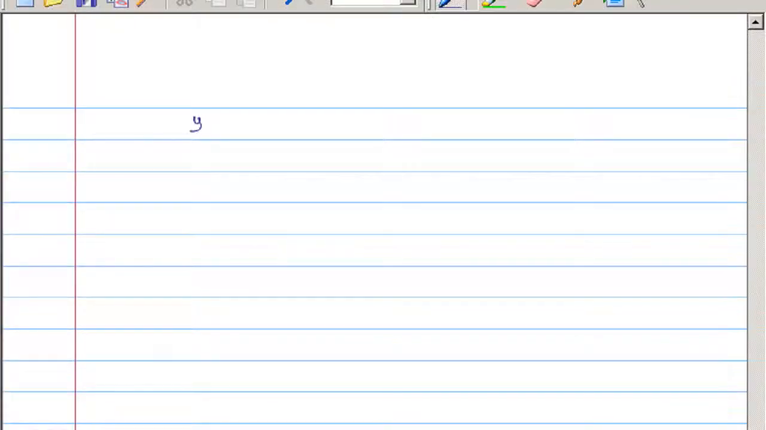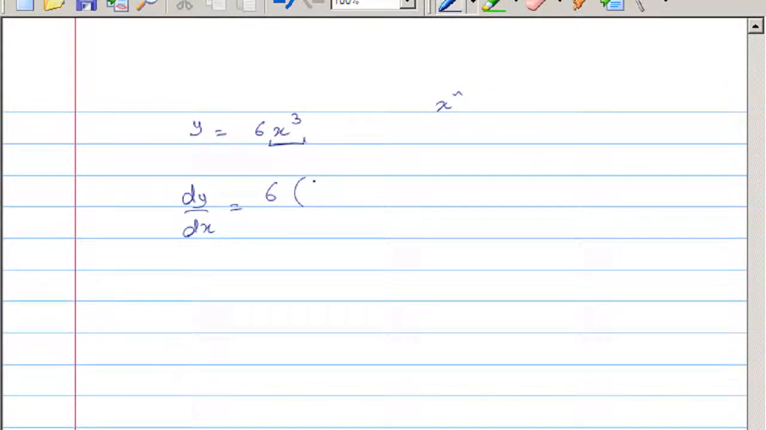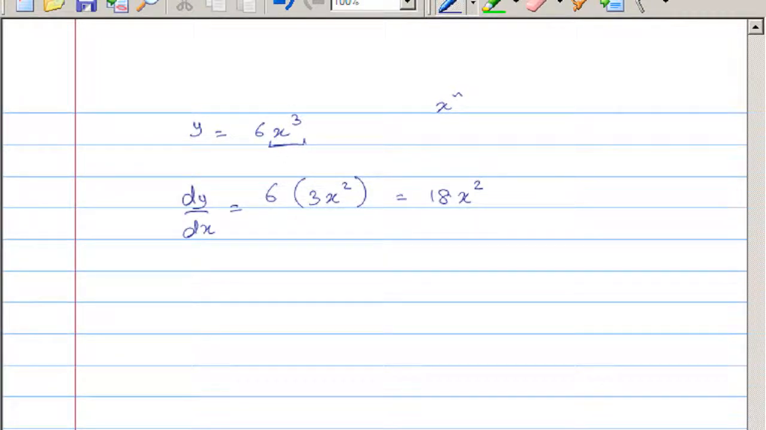Okay, now if I have some constant multiplying the function that I want to differentiate. So for instance, let's say I have y equals 6x cubed. If I have a constant multiplying this polynomial, then I can just take the 6 out, and then differentiate x cubed. That gives 3x squared, and this is equal to 6 times 3 is 18, so I get 18x squared. Very often you don't have to write the 6 and then write 3x squared. You can just take this as 3 times 6, which gives 18 times x squared.